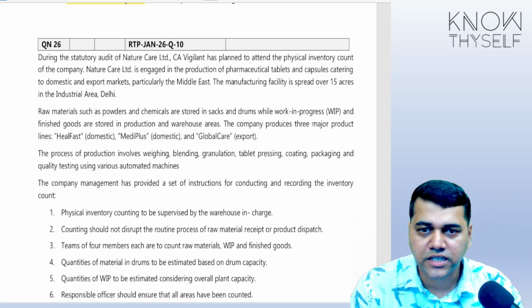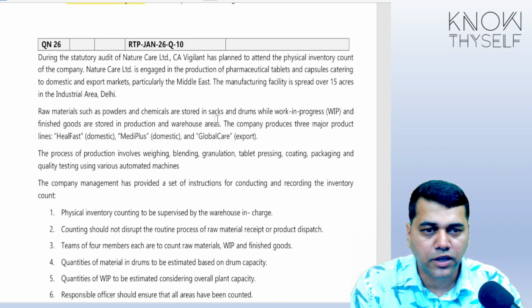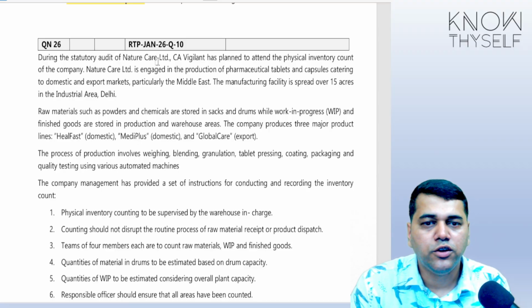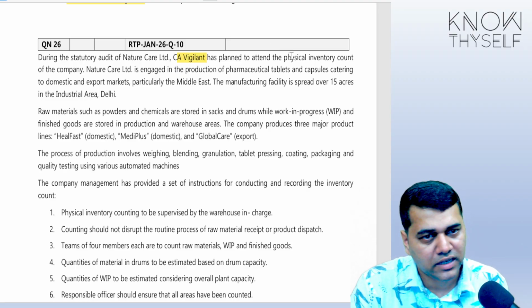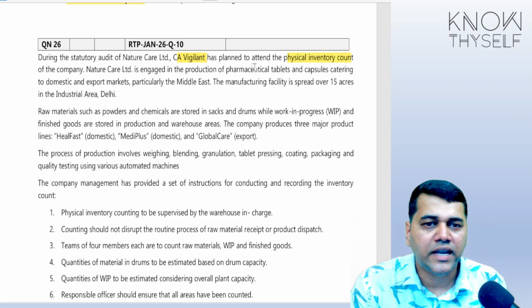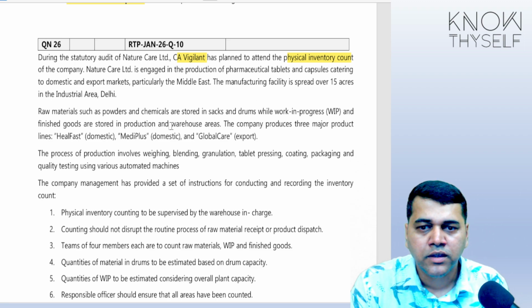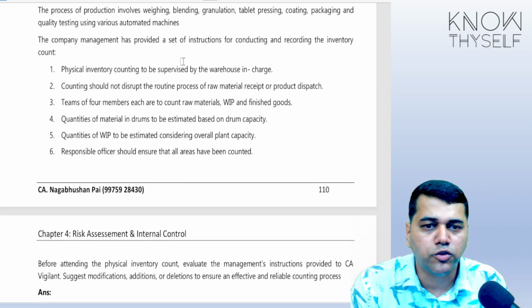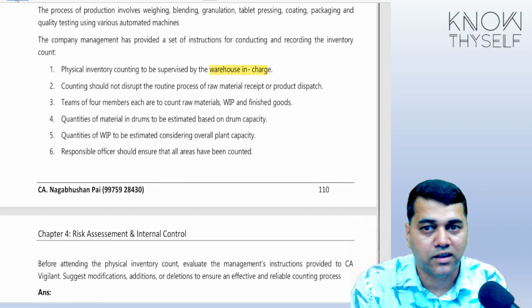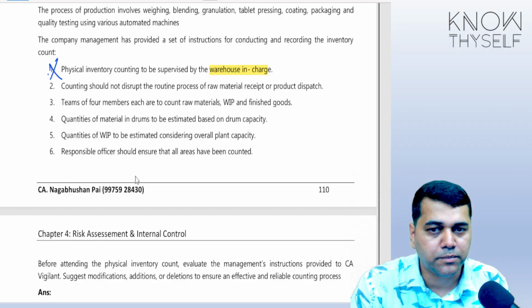Okay, this is also very generic. Next is your RTP. I think this also should have gone to SA 501. During the counting, CA Vigilant has planned to attend the physical count. Yes, I think it is a similar question. The company is engaged in the production of pharmaceuticals, exporting to the Middle East and elsewhere, with 3 products. The production process involves physical counting to be supervised by the warehouse in charge. Now it's very easy. You say this is not acceptable.